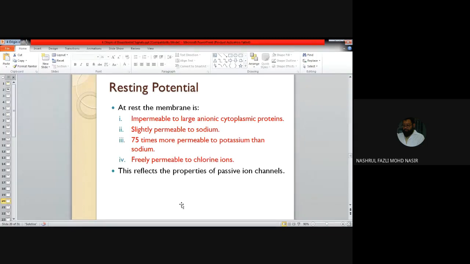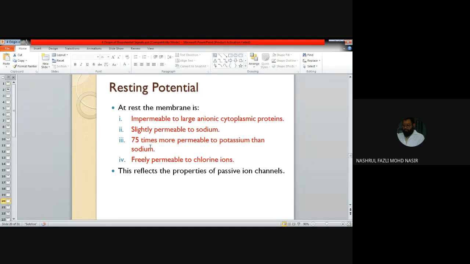Okay, anionic. Anion means negative. The plasma membrane cannot be penetrated by this type of protein, especially these anionic proteins. Sodium can go through it, slightly permeable. Sodium may penetrate it, may go through it.